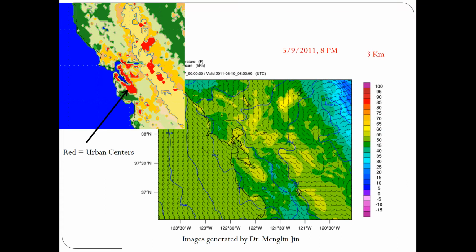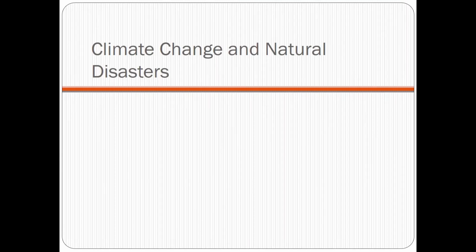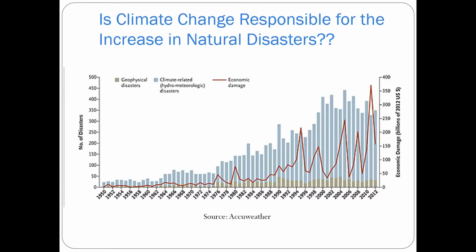Now, what about natural disasters? A lot of people see natural disasters such as Katrina, and they think, oh, Katrina, climate change, right? Well, yes and no. Here's why. This is a graph that I took from AccuWeather.com, a top national weather agency. And this graph shows approximately the last 60-ish years of reported natural disasters.